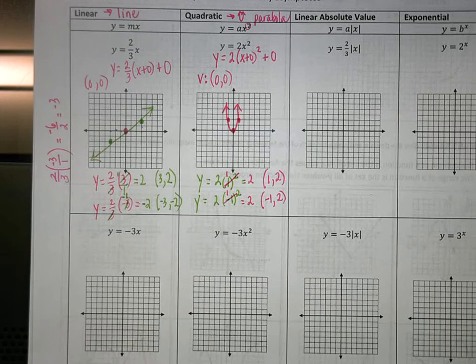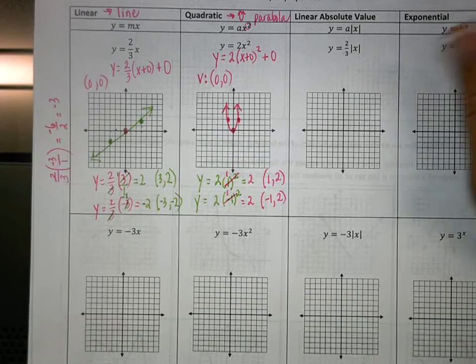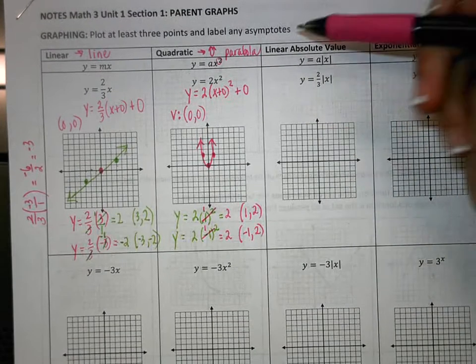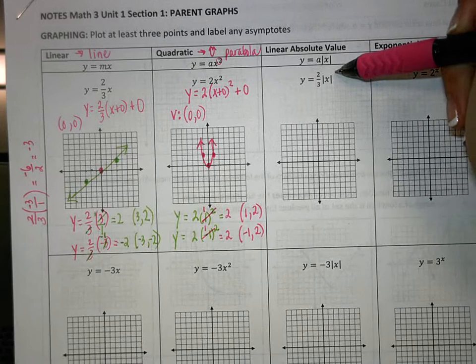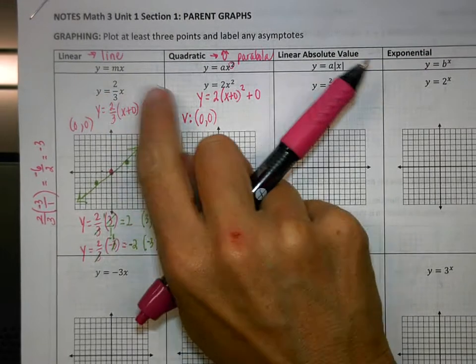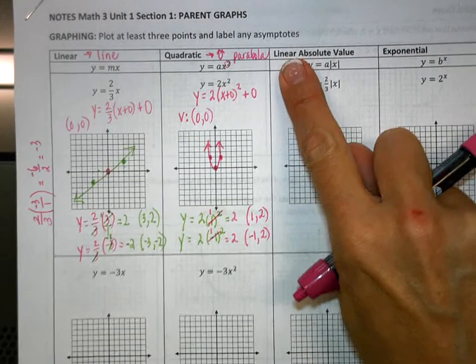Okay, questions up to this point? No? Okay. This next one, linear absolute value. So notice it says linear. Notice also that our exponents here are 1. And with a line, your exponents are 1s. Okay, and this is linear. It's a type of line.